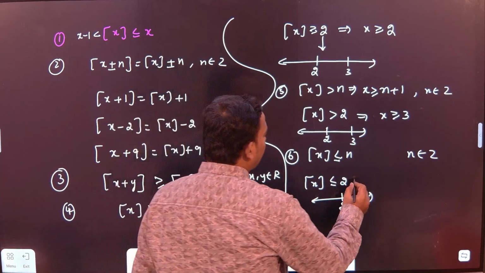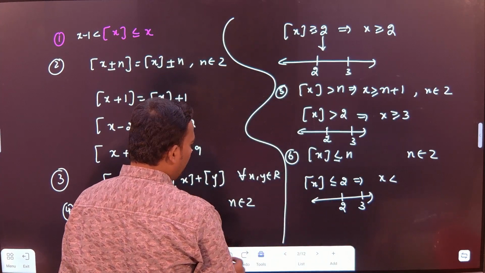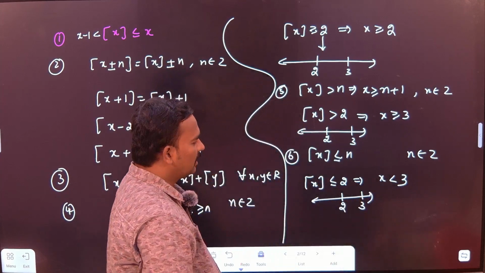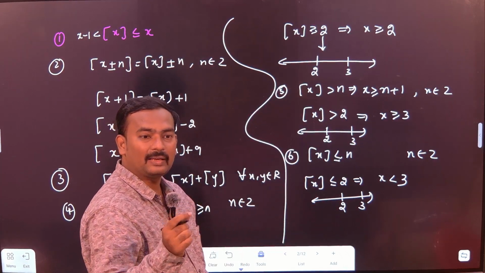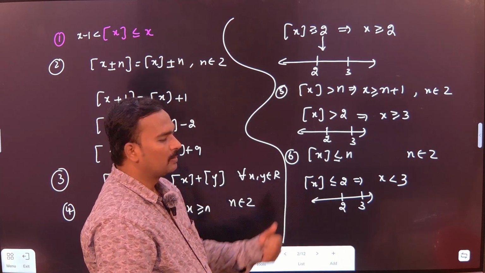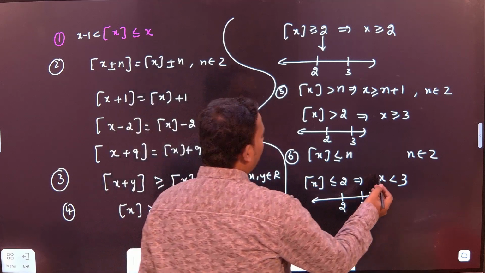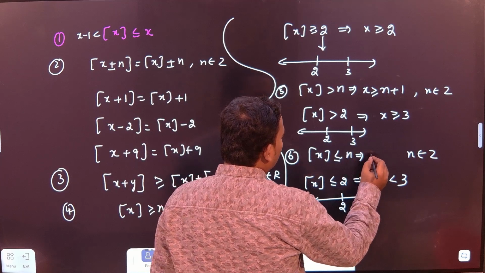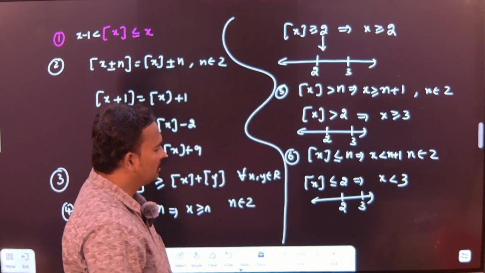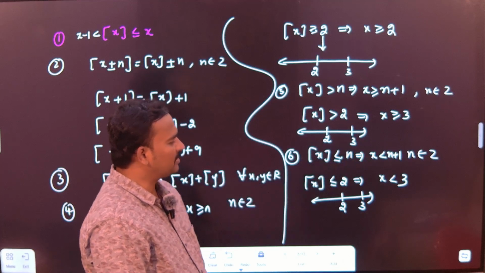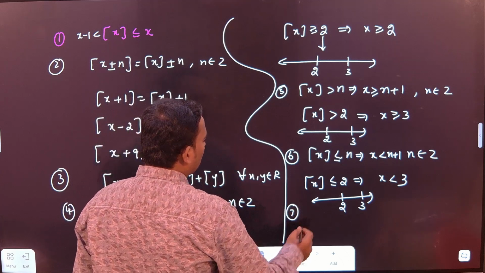Understood? So then you can see x should be less than 3. You cannot take 3. Strictly less than 3, because you can take in between 2 and 3 also. Because for 2.9999 the greatest integer is 2, and 2 is less than or equal to 2, right? Fine. So then how to write this one? x should be strictly less than n plus 1. Here n is 2, 2 plus 1 is 3, so x should be less than 3. It's possible, right?